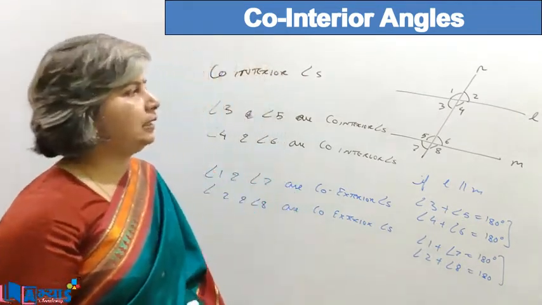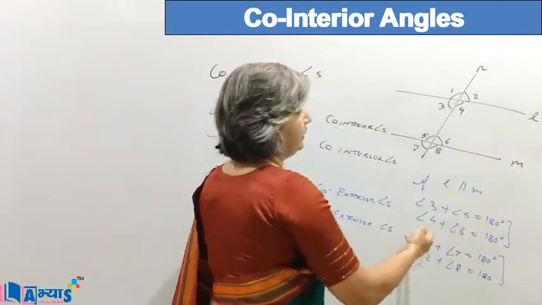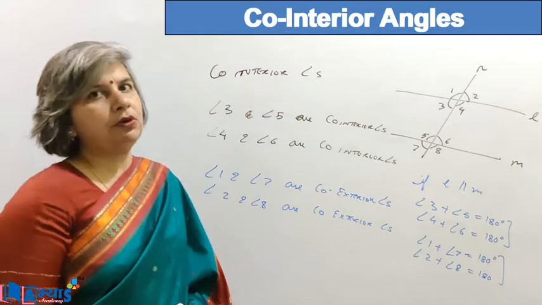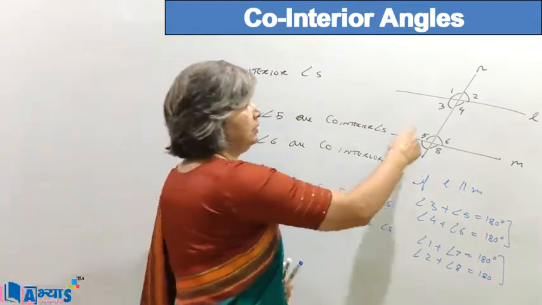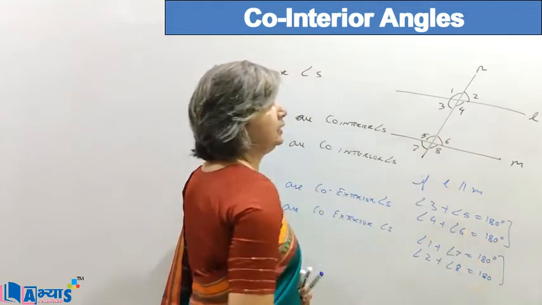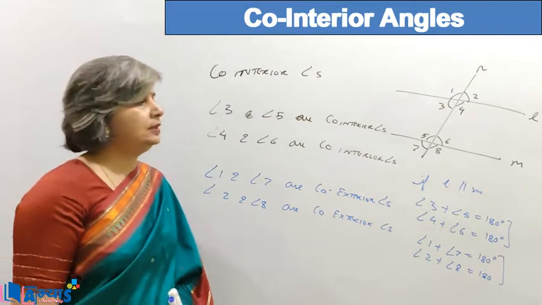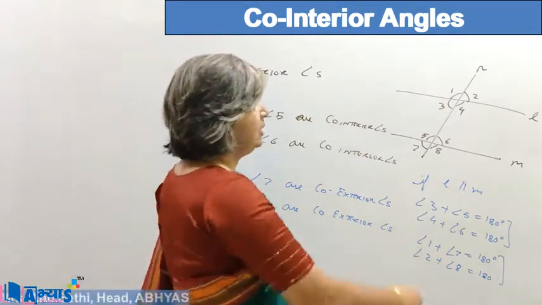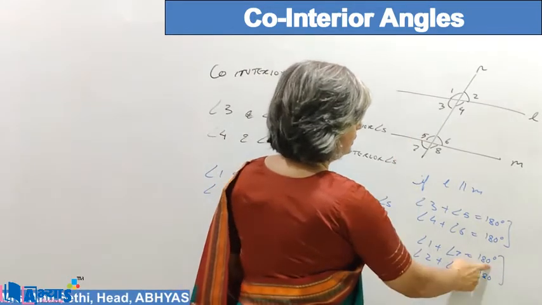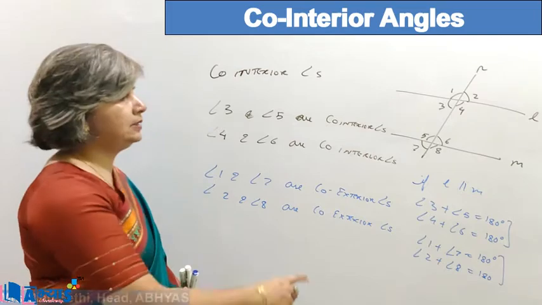But if L and M are parallel lines and a transversal N cuts them, then we can say that the co-interior or co-exterior pair is supplementary. That means angle 3 plus angle 5 is equal to 180 degrees and angle 4 plus angle 6 is 180 degrees. Similarly, the co-exterior angles are also supplementary: 1 and 7 add up to 180 degrees, and angle 2 plus angle 8 is 180 degrees.